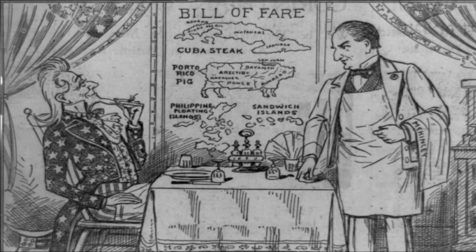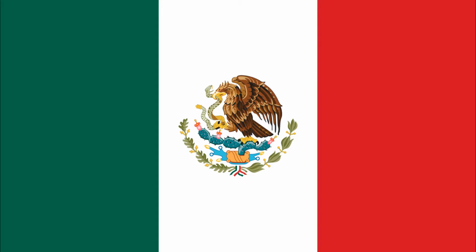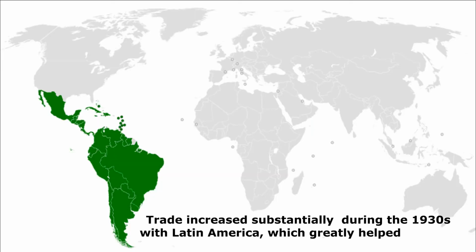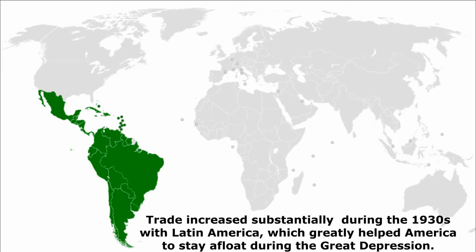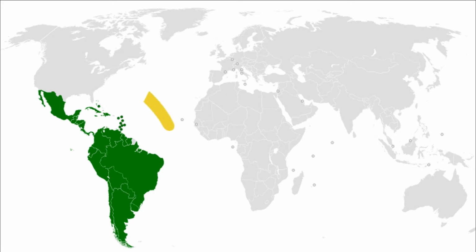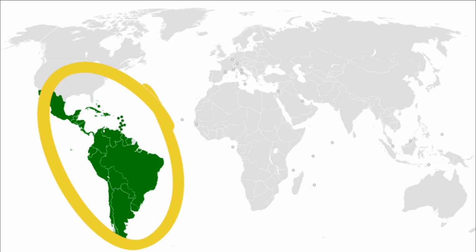The U.S. agreed not to intervene in Cuba when it signed the Platt Amendment, and it lessened its influence in Panama. By 1936, the government ordered that no American soldiers would be present in any Latin American nations. Within 2 years, Mexico decided to nationalize its oil, and America had to renegotiate its terms with Mexico. Trade increased substantially during the 1930s with Latin America, which greatly helped America to stay afloat during the Great Depression. In exchange, America agreed to defend the Western Hemisphere in case of military conflict.